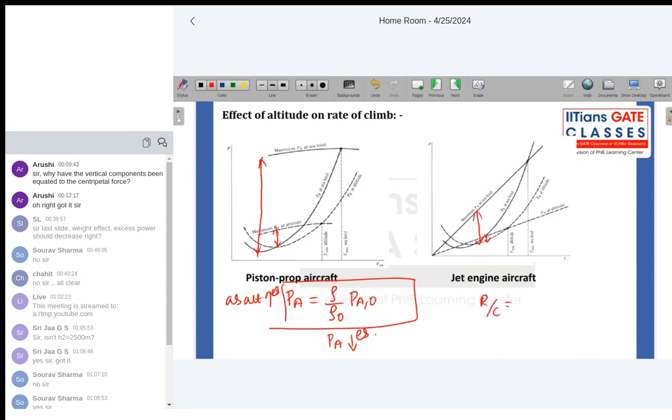That means rate of climb is nothing but power available minus power required divided by weight. That is equal to excess power divided by weight. As altitude increases, excess power decreases, thereby rate of climb decreases for both jet engine aircraft and piston engine aircraft.